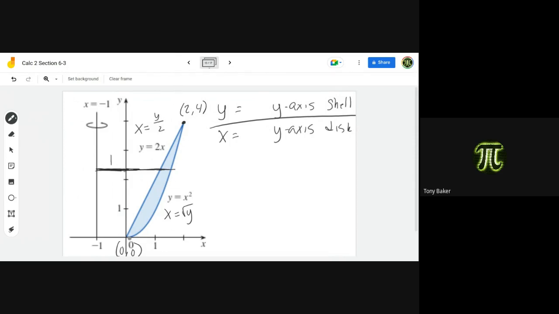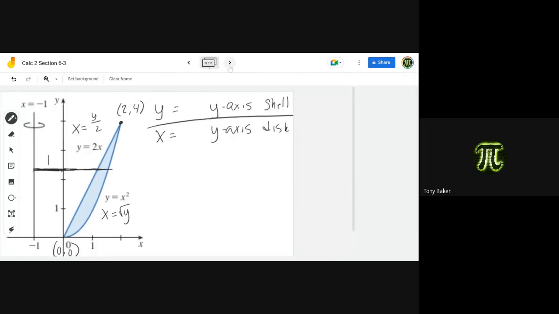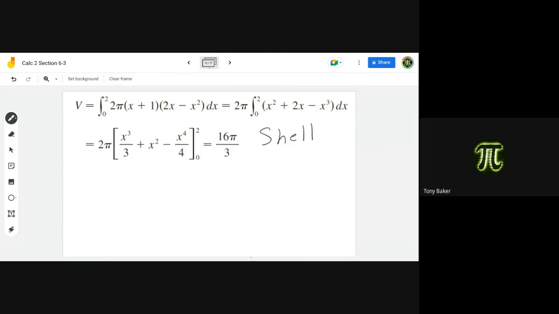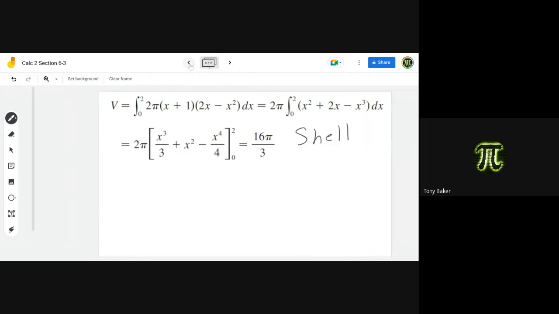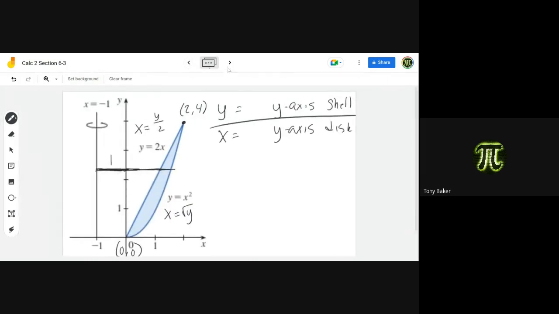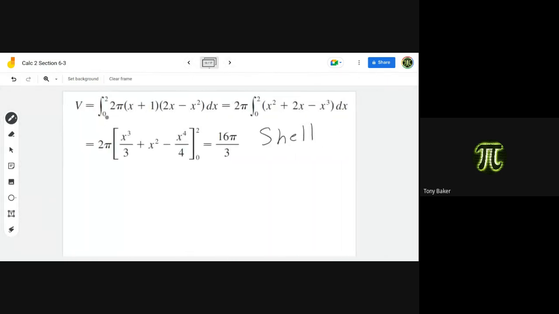Over 3. Which of those ones is 16? So the easiest way to think about that is remember, your interval has to relate to the variable that you're looking at. Since these are x's, it's going to be your x points in this one, which is 0 to 2. If they were the y's, it'd have been 0 to 4.